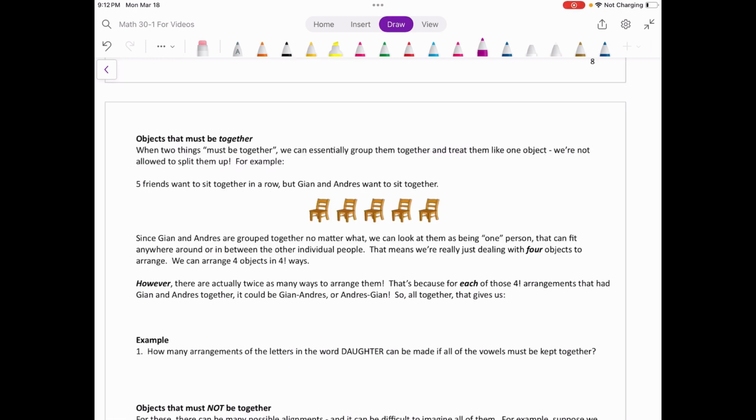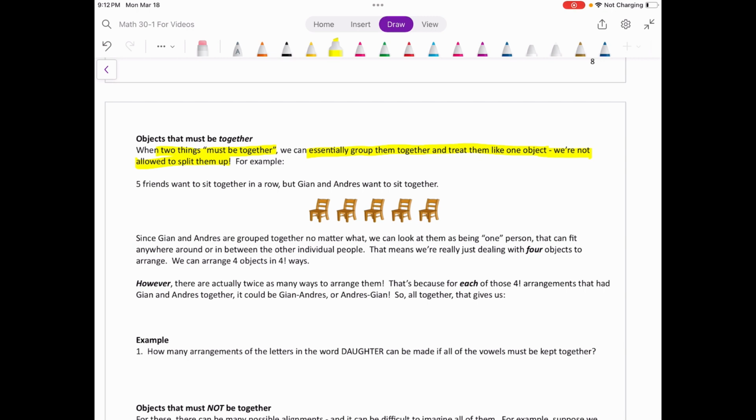So another common type of restriction we can have is that, yes, we're going to rearrange stuff, but we have to keep certain things together, okay? So when two things must be together, when we see that terminology used, think about what that means for the arrangements, right? If we have to keep them together, we can basically treat them like one object. We essentially group them together and treat them like one object because we're not allowed to split them up.